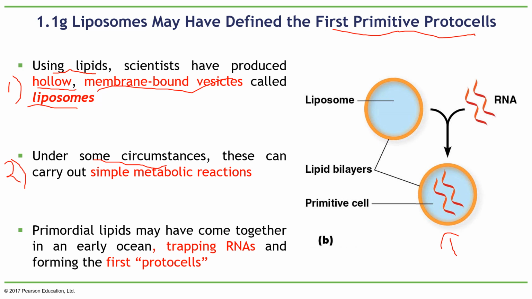Because those liposomes, under some circumstances, are able to carry out simple metabolic reactions. So if the molecules inside are able to react to each other, they will react there and they can create simple metabolism. And finally, scientists consider that these primordial lipids have been very important in early oceans because they were trapping the RNAs and forming the first protocells.